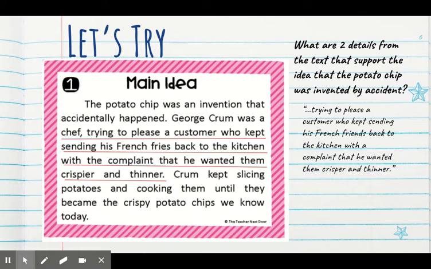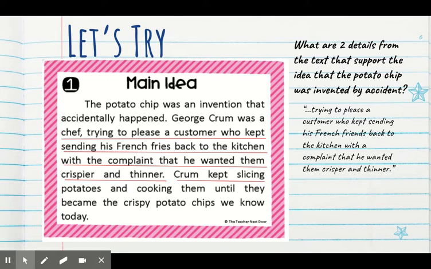If someone said, well, how do you know that the main idea is the potato chip was invented by accident? Well, the text was telling me right here that there was this chef, George Crumb, he was trying to please a customer. So the customer wanted the french fries to be sent back because they weren't the way he liked them. So he kept cutting them crispier and thinner, and that's where the potato chip came from.